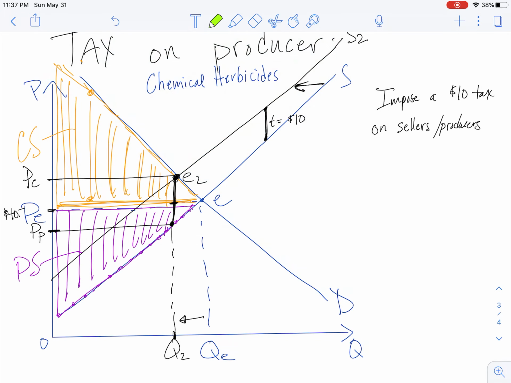Where does that money go? Well, I think I like the light green, right? That's government tax revenue. The government collects this $10 tax right here on this unit, and this unit, and this unit, and this unit, over here on this unit, right? And every one in between. So for every one of these Q2 units, they collect this much tax, which means this rectangle right here, this whole rectangle, that represents tax revenue.